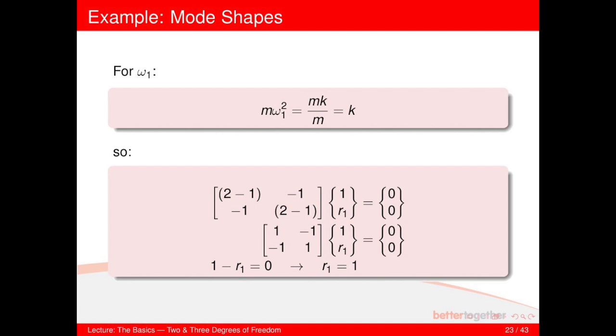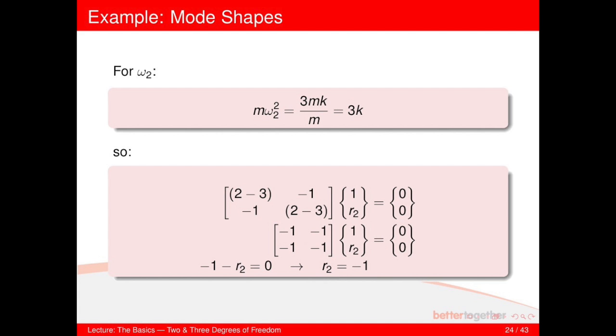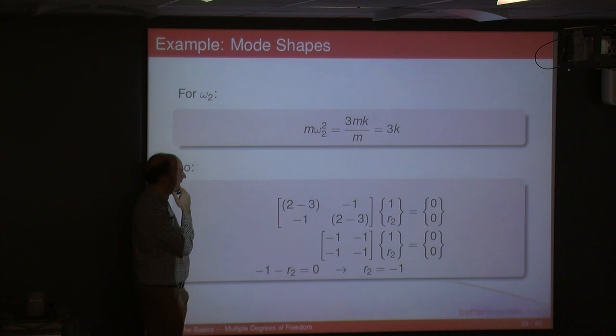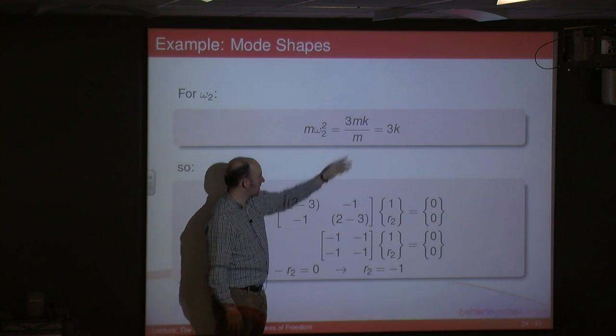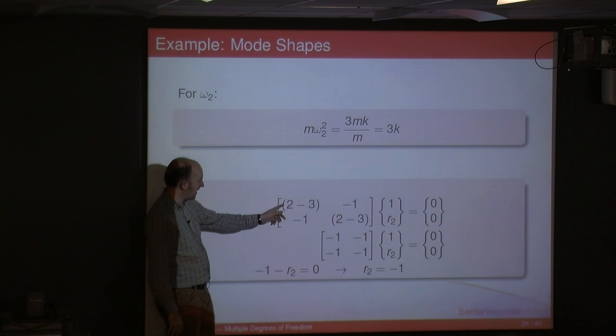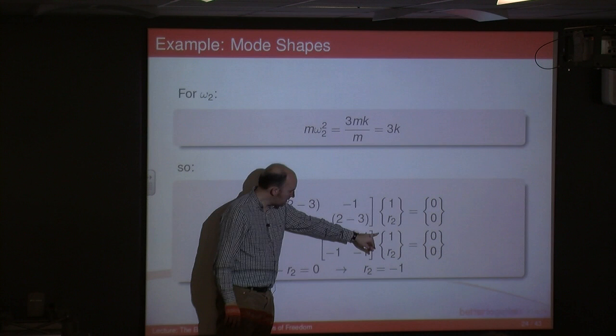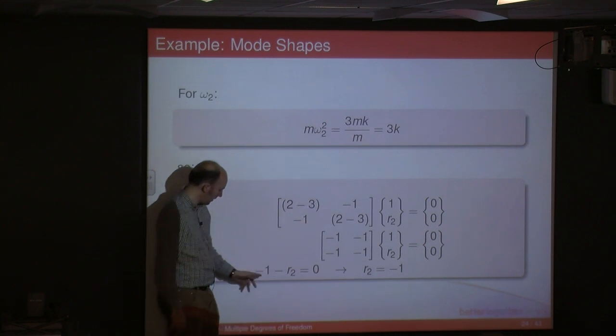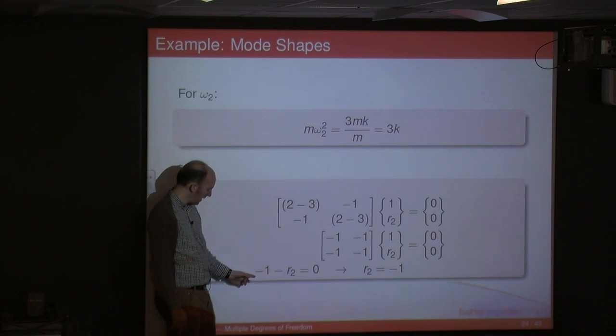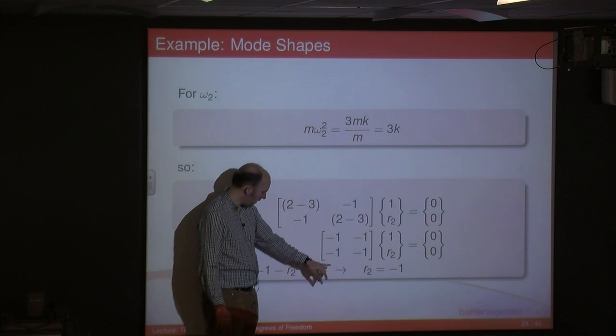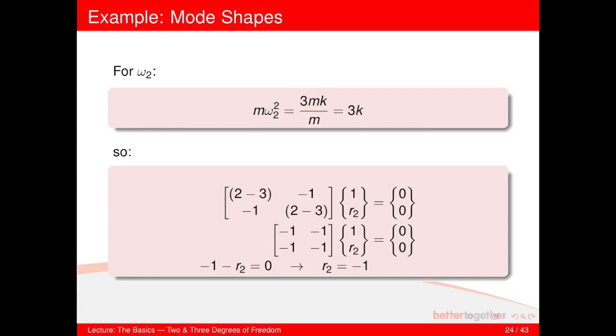For omega 2, we stick in 3k upon m for omega 2 squared. Again, the m's will cancel. We end up with 3k. I divide the whole lot by k to get rid of the k's, and we end up with minus 1 times 1 and r2. So you end up with minus 1 times minus 1 minus r2 equals 0. Therefore, r2 must be minus 1.